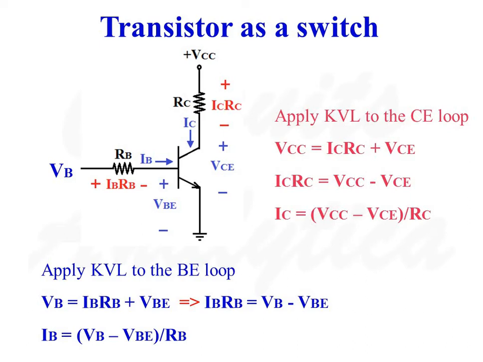Apply KVL to the base emitter loop. We will get VB is equal to IBRB plus VBE, or IBRB is equal to VB minus VBE, or IB is equal to (VB minus VBE) divided by RB, or RB is equal to (VB minus VBE) divided by IB.